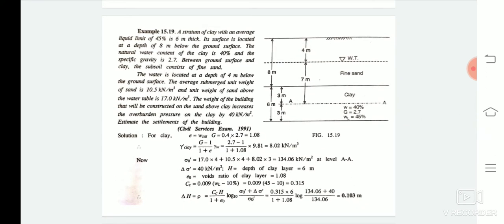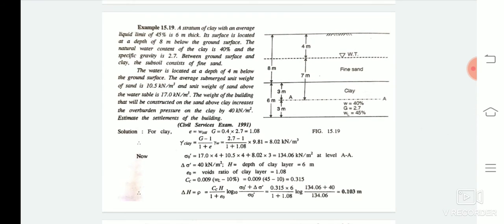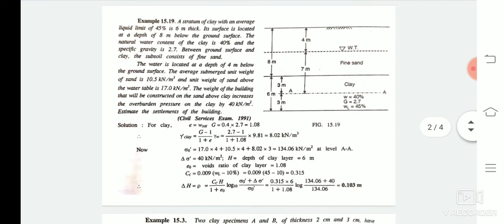What has been given in the second numerical problem? A stratum of clay with an average liquid limit of 45% is 6 meter thick. Its surface is located at a depth of 8 meter below the ground surface. The natural water content of the clay is 40% and the specific gravity is 2.7. Between the ground surface and the clay, the subsoil consists of fine sand. The water table is located at a depth of 4 meter below the ground surface.